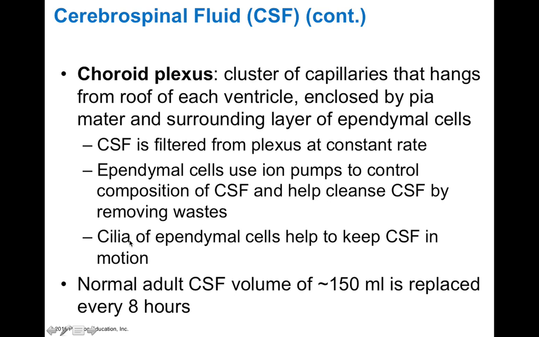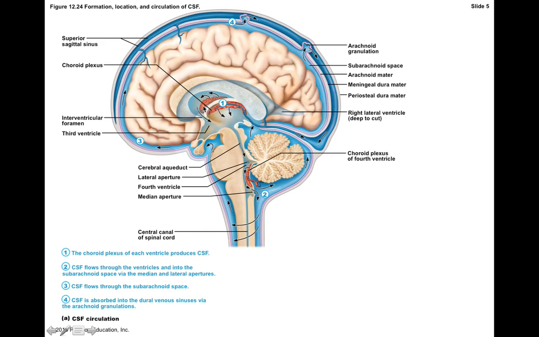The cilia that are on these ependymal cells help to wave that CSF around and help to circulate that through the ventricles and around your brain. Now, normal adult CSF is only about 150 mils. So there's not a whole lot of this stuff surrounding your brain, but it's replaced every 8 hours, which keeps it pretty fresh.